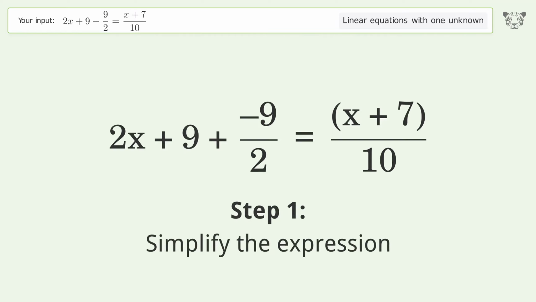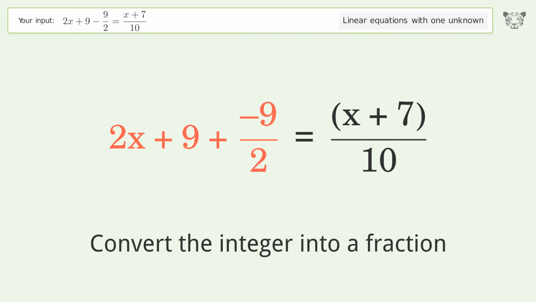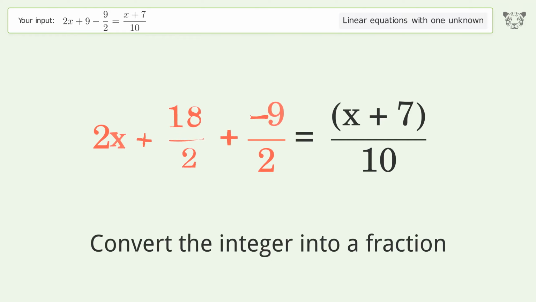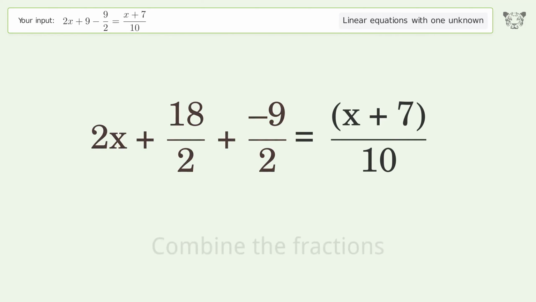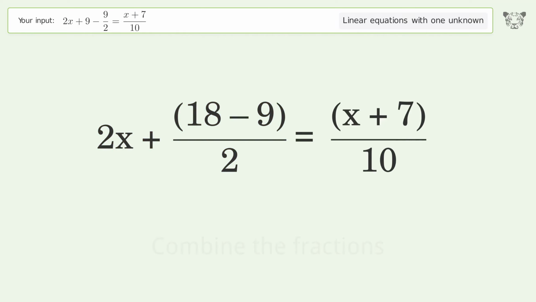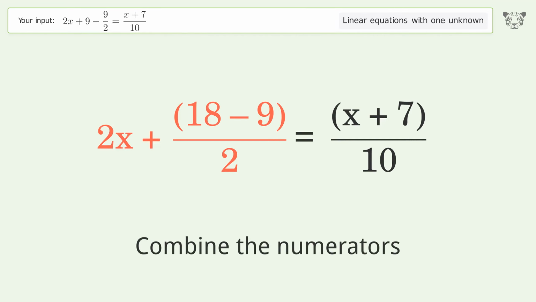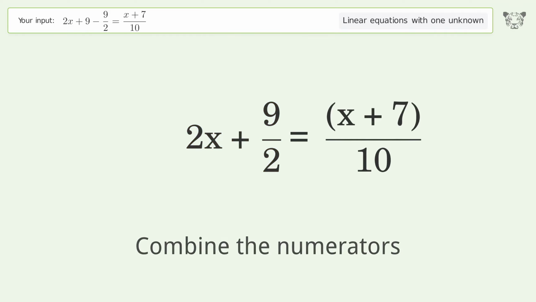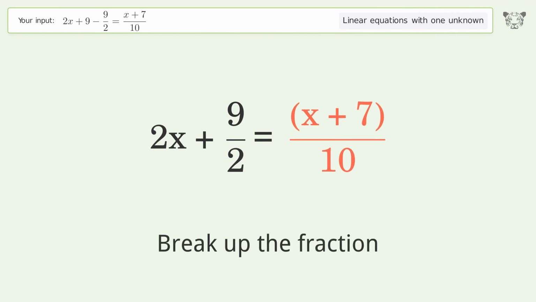Simplify the expression. Convert the integer into a fraction. Combine the fractions. Combine the numerators. Break up the fraction.